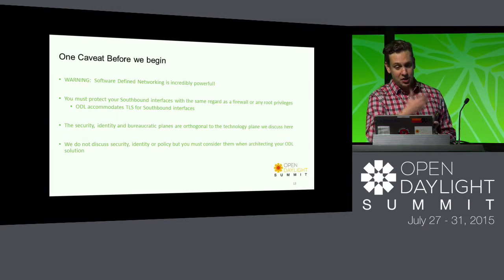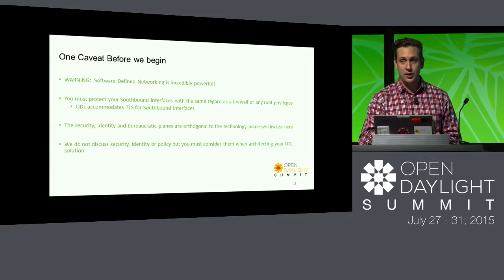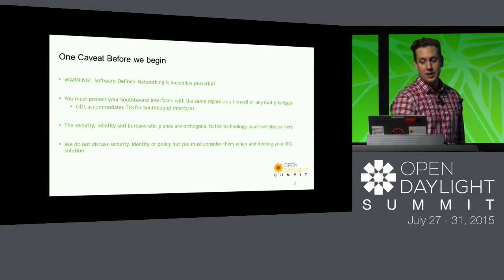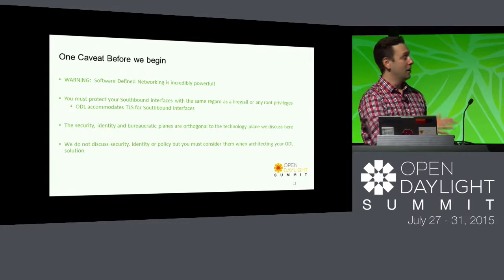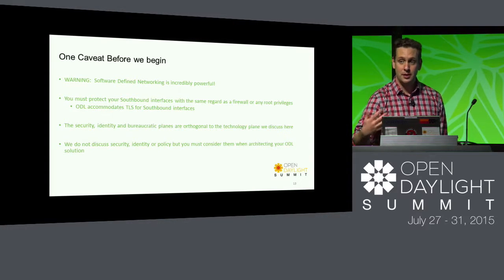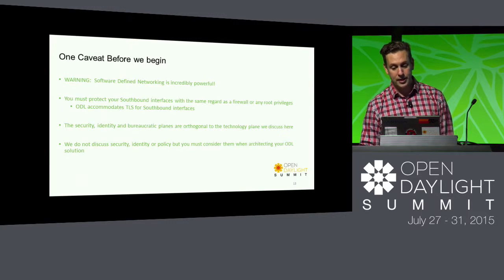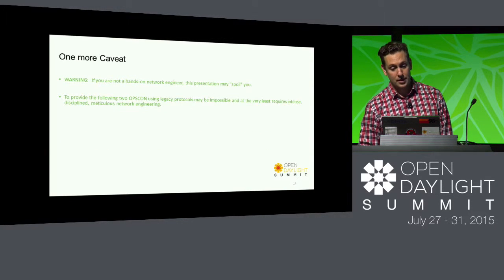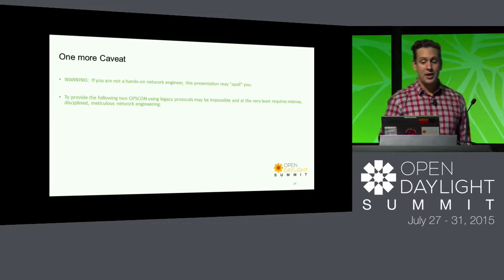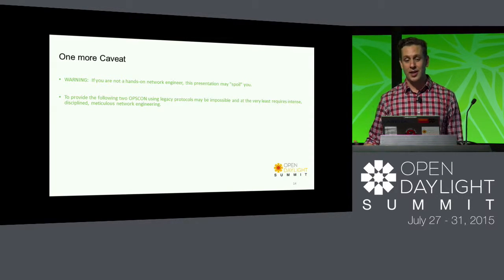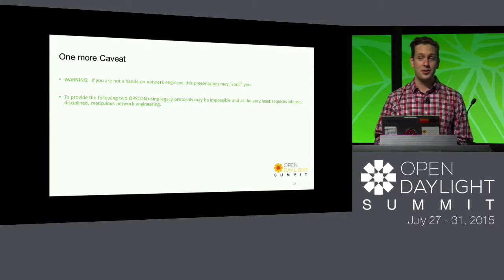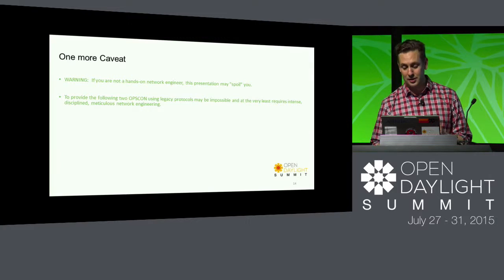So those planes, security, identity, and bureaucracy, if you're working for large organizations, are orthogonal to the technology plane, which I'm going to discuss here. But you really need to pay attention to those if you're going to follow some of my solutions here. And then one more caveat. If you're not a network engineer, if you've never been hands-on writing ACLs using a CLI, the two solutions I show here may spoil you because they're really, really easy and really, really powerful.